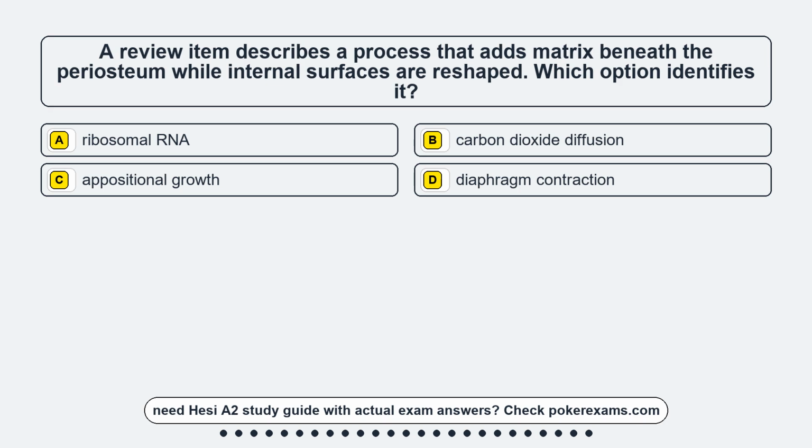Question 5. A review item describes a process that adds matrix beneath the periosteum while internal surfaces are reshaped. Which option identifies it? Option A, ribosomal RNA. Option B, carbon dioxide diffusion. Option C, appositional growth. Option D, diaphragm contraction. The correct answer is option C, appositional growth.